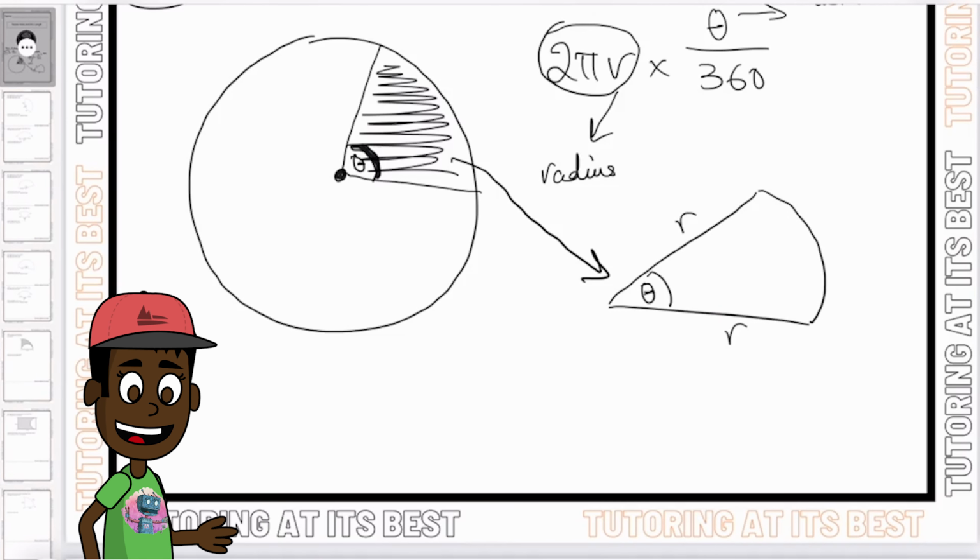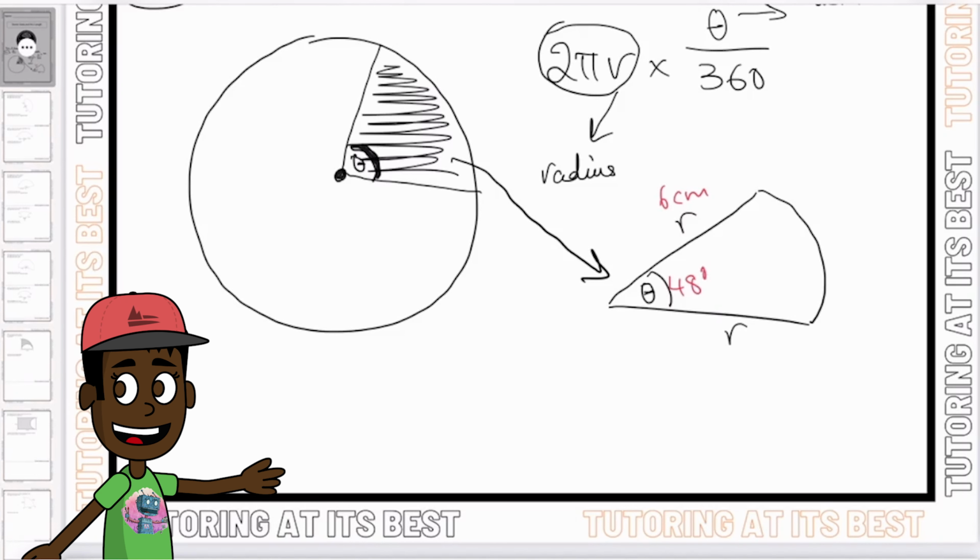So we've shown you the formulas to calculate the arc length and the area of the sector. Let's now go ahead and give these values. My radius is going to be 6 centimeters, and my angle is going to be 48 degrees.